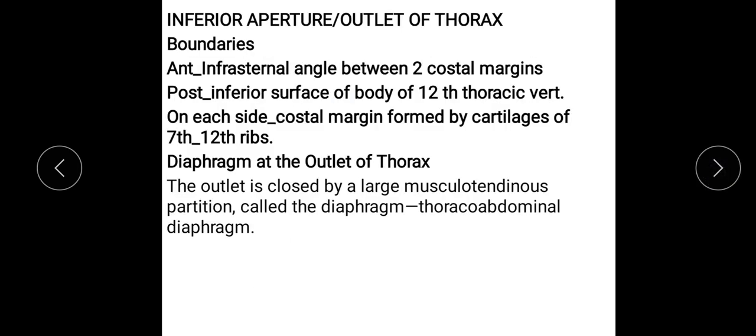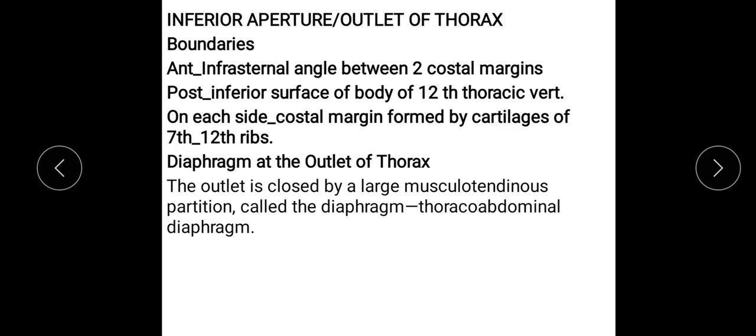Then the inferior aperture or outlet of thorax. The boundaries of the outlet: anteriorly by the infrasternal angle between the two costal margins, right and left, and posteriorly by the inferior surface of the body of the 12th thoracic vertebra. These are the anterior and posterior boundaries.